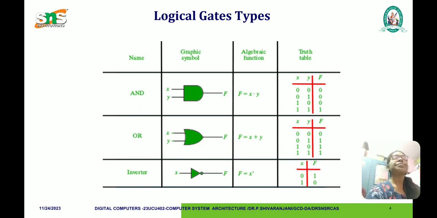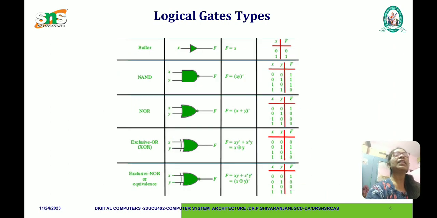The NOT gate refers to the inverter, or we can call it the inverse. F is equal to X dash, and it takes only a single input. If the value of X is equal to 0, then the inverse is the opposite, that is 1, and if the value of X is equal to 1, then the inverse X dash is equal to 0. So these are the basic gates, and next we are going to see the buffer.